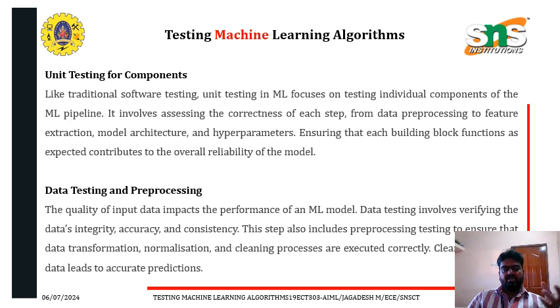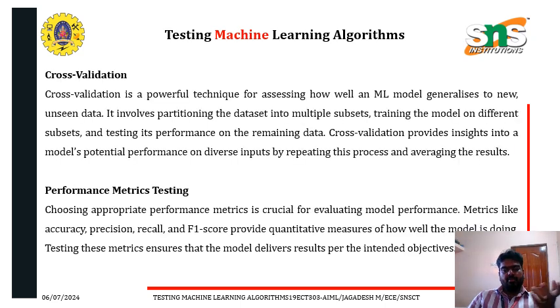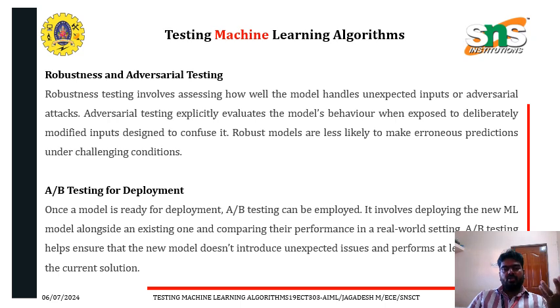Here, the unit test is, for example, if you have one data set with 10 lines, you separate each line separately. Each is a block, so that we can test the complete data in an easier manner. Data testing and pre-processing means that before giving the raw data to the ML model, we have to pre-process it. Cross validation means it must operate on a different platform. For performance metric testing, the performance of the ML algorithm is evaluated by different metrics like accuracy, precision, bias, all those things. And the robustness test involves assessing how well the model handles unexpected input or adversarial attacks.